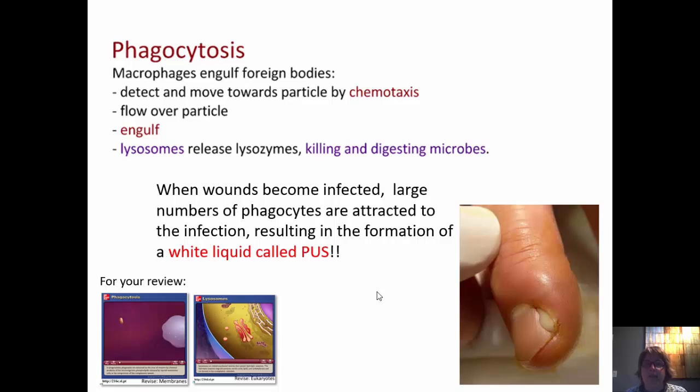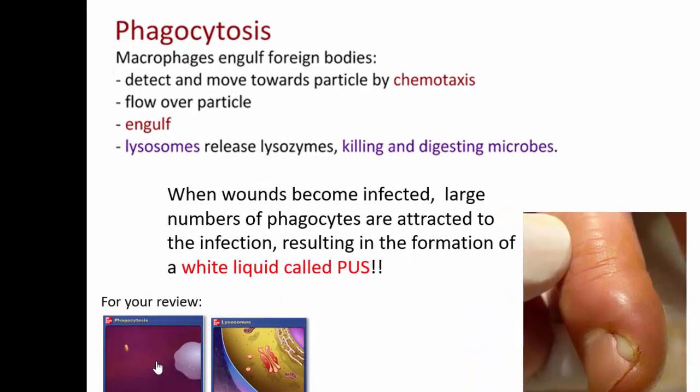microbes. So you may not know, but when you get an infection and you get pus, that is because phagocytes have gone to the infection. And so your pus is actually dead, fallen phagocytes or macrophages. I have two quick little videos to help us with these concepts.